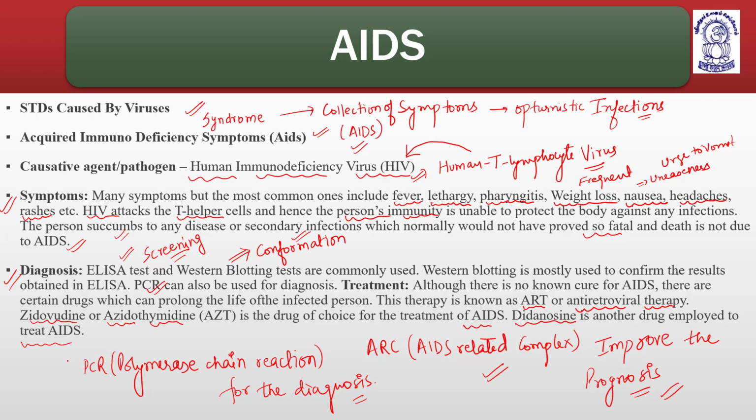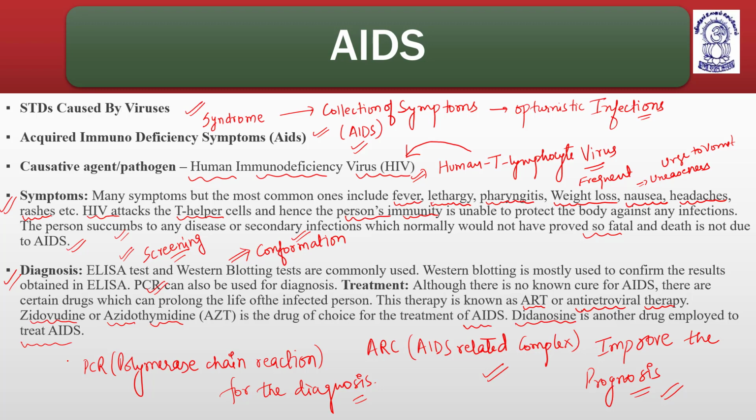Diagnosis is done by ELISA, enzyme linked immunosorbent assay. It is for screening, just to primarily confirm whether the person is suffering from the disease or not. Then on the second phase, it is confirmed by the Western blotting test. So whenever you are asked which is the screening test for AIDS, ELISA; which is the confirmation test for AIDS, then you will always answer Western blotting.